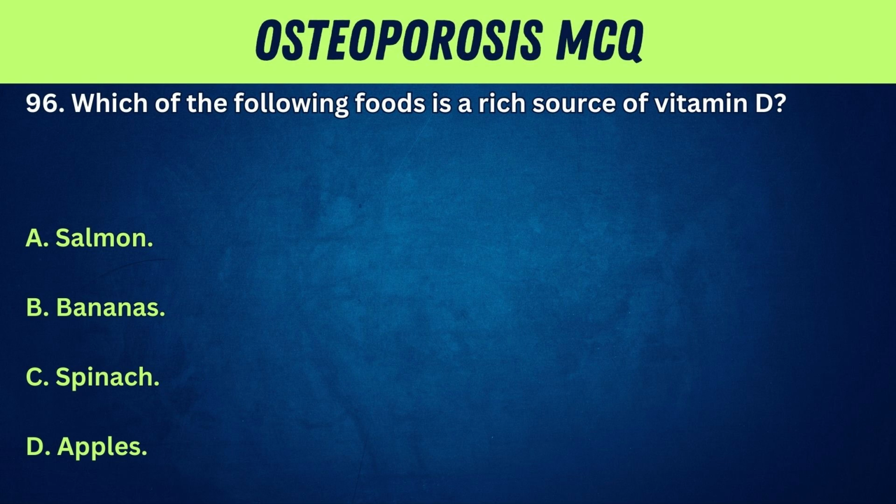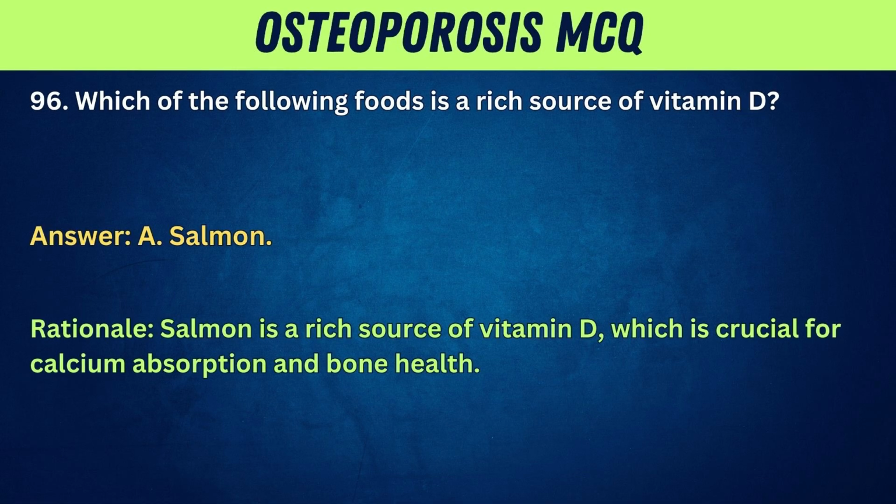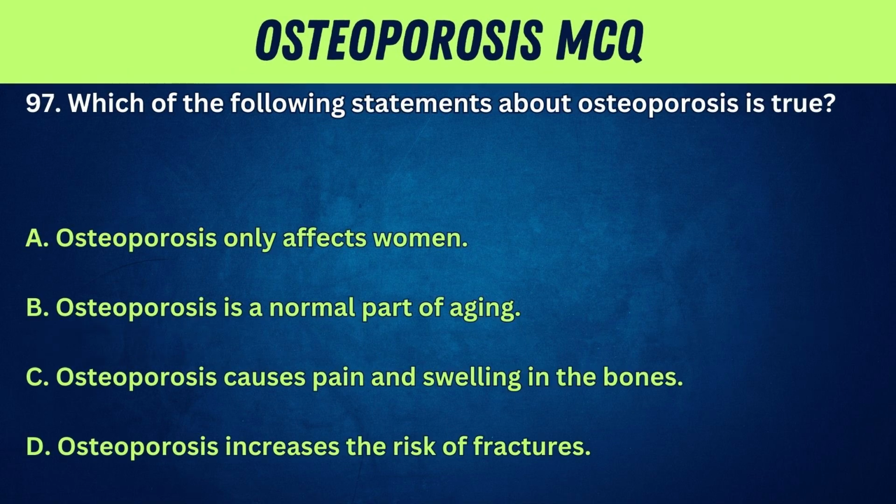A. Salmon. B. Bananas. C. Spinach. D. Apples. Answer: A. Salmon. Rationale: salmon is a rich source of vitamin D, which is crucial for calcium absorption and bone health. 97. Which of the following statements about osteoporosis is true?